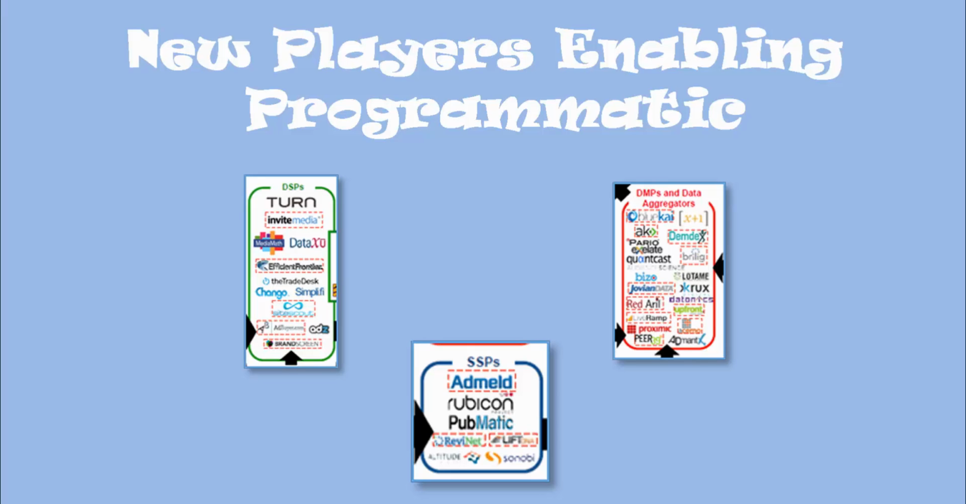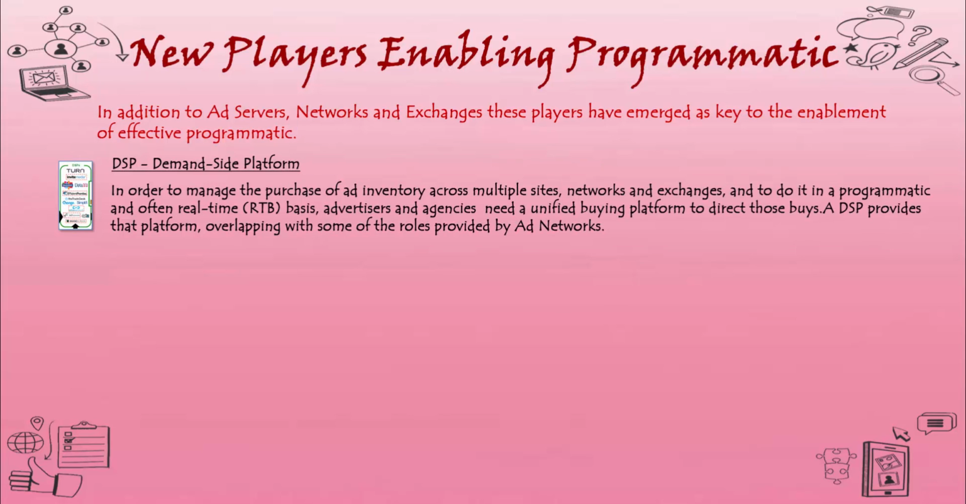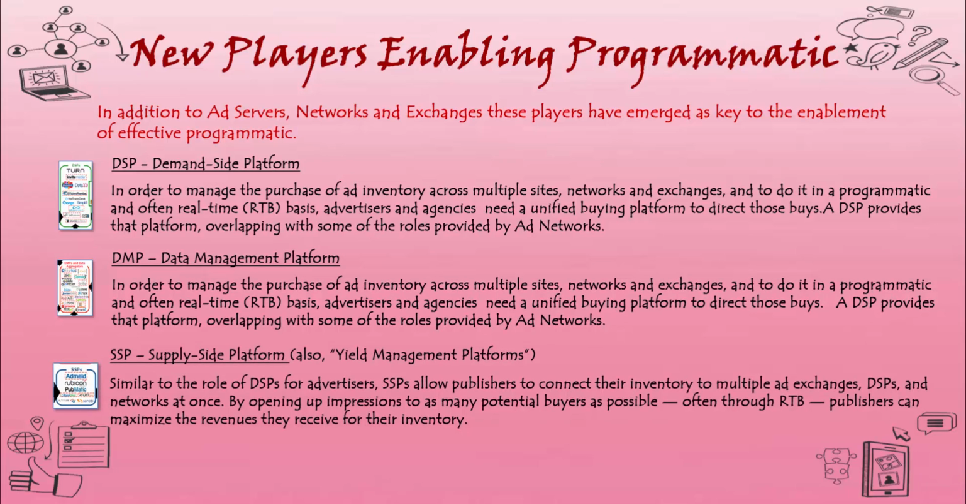So there are various platforms and networks which have emerged as key players which enable effective programmatic real-time bidding between the medias. One is DSP, that's called the demand side platform. Second is DMP, data management platform, and SSP, the supply side platform. So what is a demand side platform?